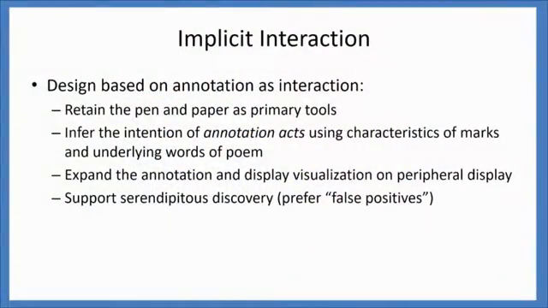The resulting design is based on something we call implicit interaction, where we're now turning the annotation task into an interaction event for a digital system. So rather than having them learn a new way of annotating or a new way of interacting, we just let people do their normal annotations, and we're trying to guess what they mean by those annotations and provide them with support on the fly. So the annotation events become interaction events. The interesting thing here is that we don't mind if we have what we call false positives.